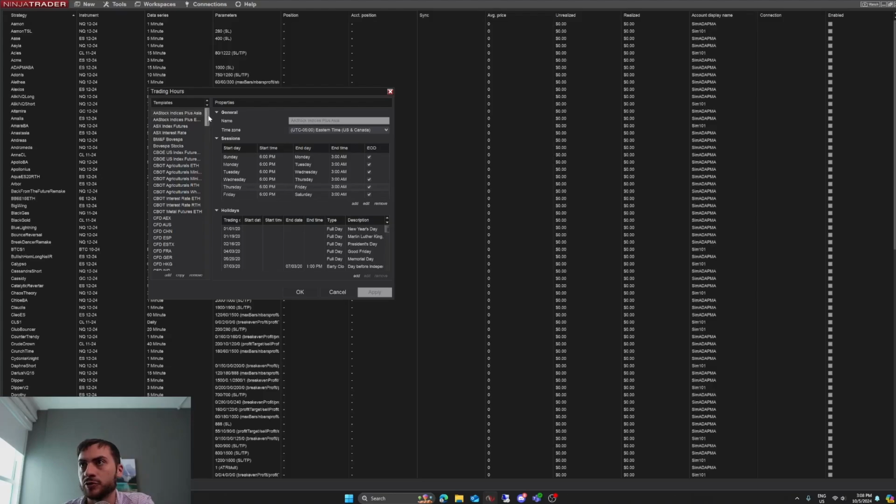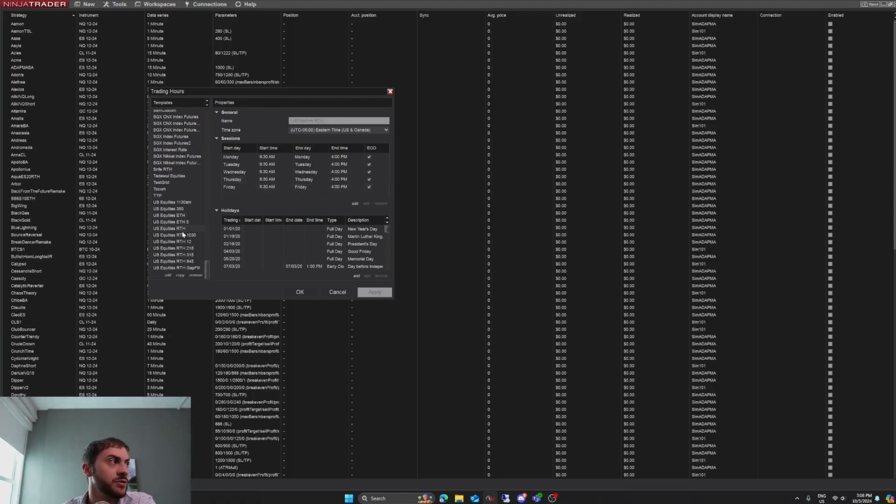So what I recommend doing is copying an existing template. One template I like to copy is this one, the US Equities RTH session, which is 9:30 a.m. Eastern to 4 p.m. Eastern. Just left click it and then hit copy down here. Then that'll make a copy and it will append a 1 in parentheses. Then select Monday to Friday and just hit delete on your keyboard. Left click delete until you're left with 1.